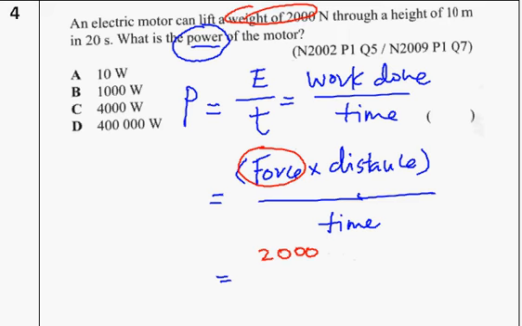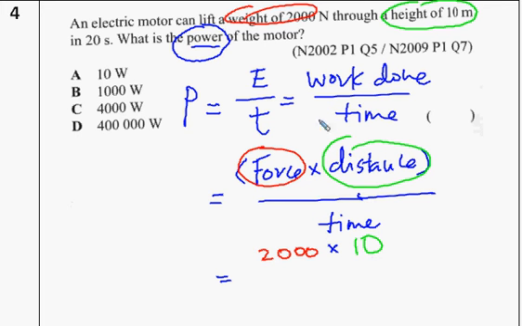What about the next one? You notice there's a distance moved. There's no distance again in this question, but you notice there's a height of 10 meters. So height is actually my distance. In this case, I can put down my weight times my distance, which in this case is 10 meters.